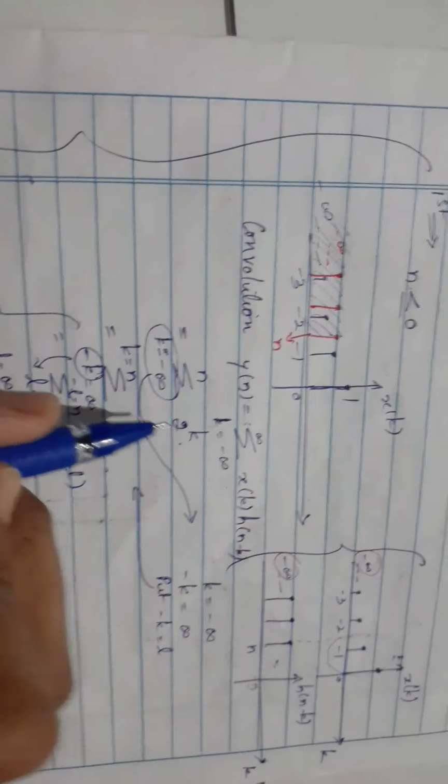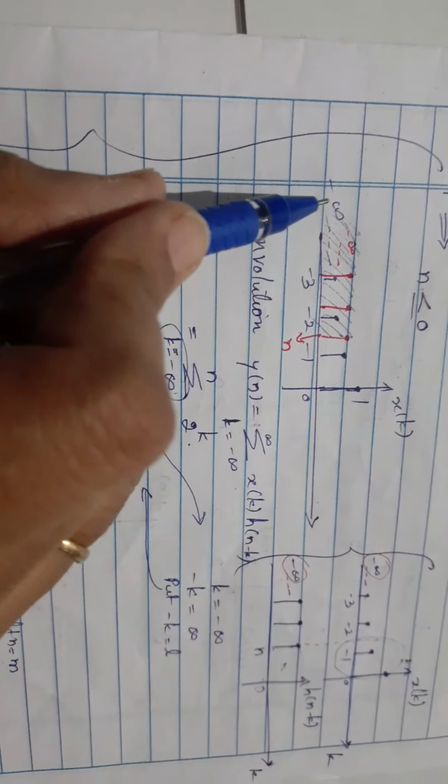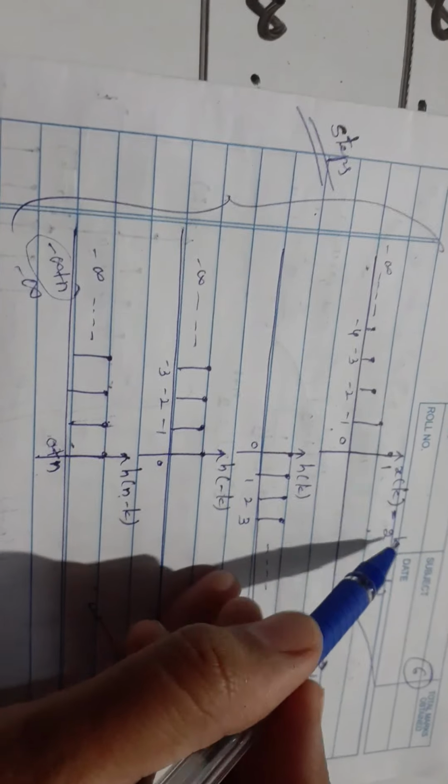Now let us calculate the convolution y of n. If you observe, our limits are now from minus infinity to n. What is x of k? X of k is 2 to the power of k u of minus k. That's what is written here, 2 to the power of k u of minus k, the amplitude is 1.